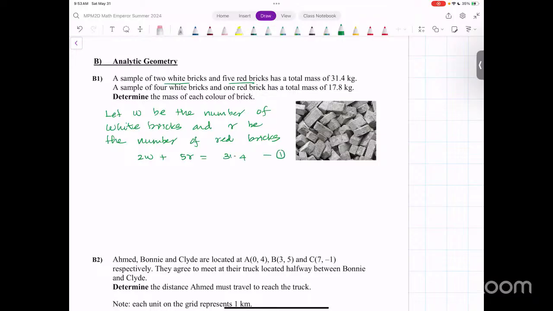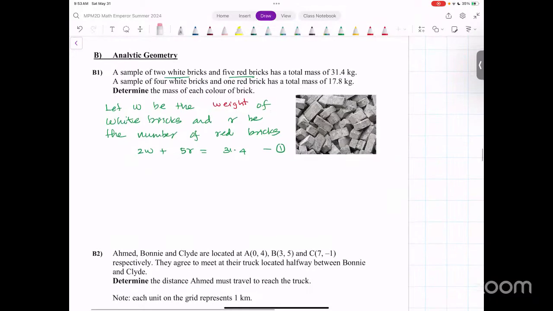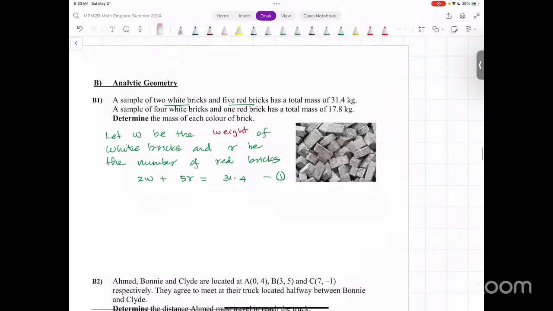How will you represent the weight of the white brick instead of the number? Oh yeah, W be the weight. You're right. W be the weight, and R be the weight. Right. And then 4 white bricks and 1 red brick.